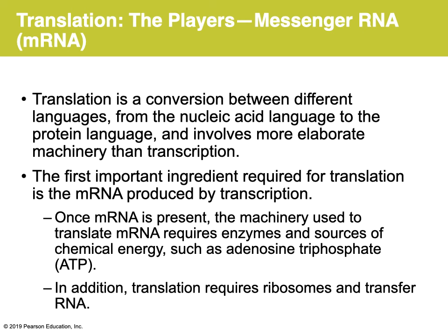The first important ingredient required for translation is that mRNA produced by transcription. Once that messenger RNA is present, the machinery used to translate mRNA requires various enzymes and sources of chemical energy, like ATP. It takes energy to carry out this process. In addition, translation requires ribosomes and transfer RNA, the RNA that's going to be bringing the amino acids represented by the codons.